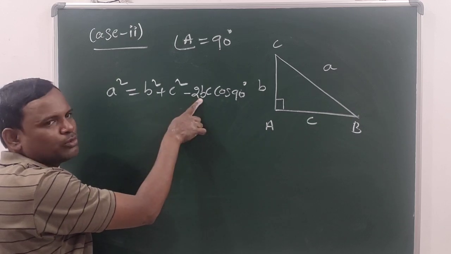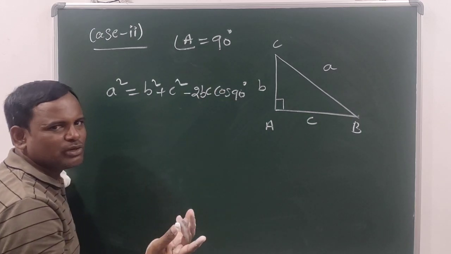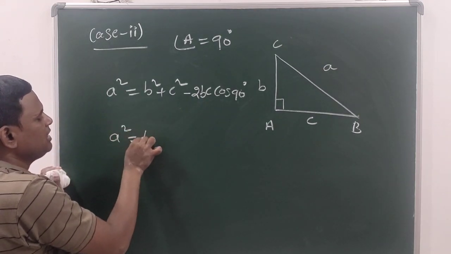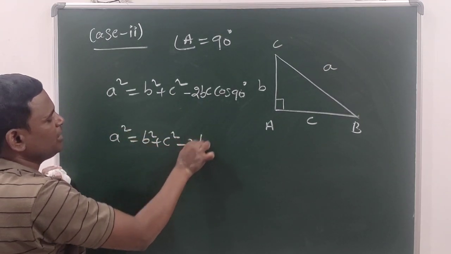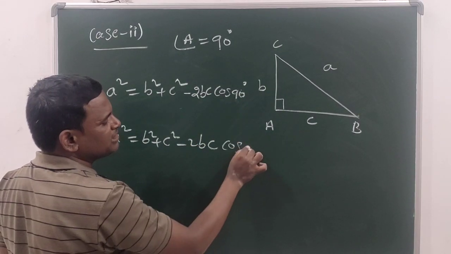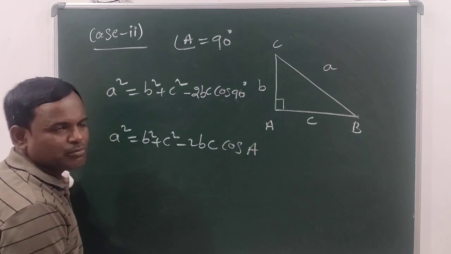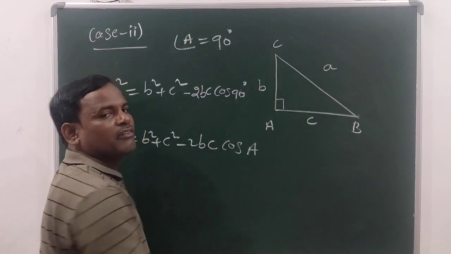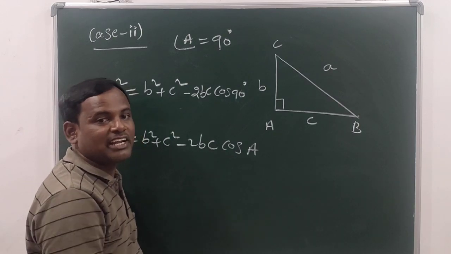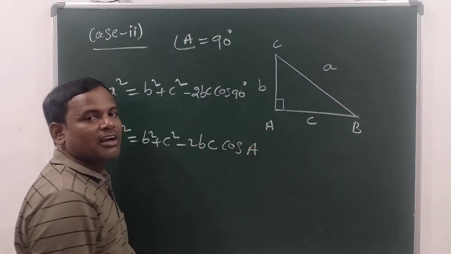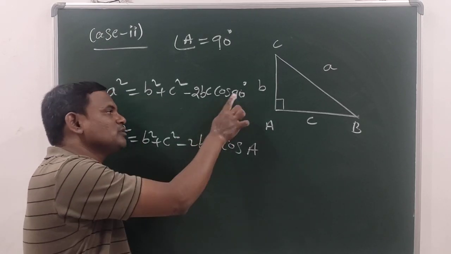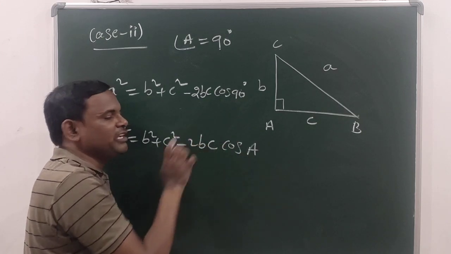But I wrote minus 2bc cos 90 because cos 90 is 0, and 0 into something is 0. Now here, a square equals b square plus c square minus 2bc. So in that diagram, shall I replace 90 degrees with angle A? Yes, because in the beginning we considered ABC a right angle triangle in which angle A is equal to 90 degrees. Hence, as per the given data, you can replace 90 degrees by A.